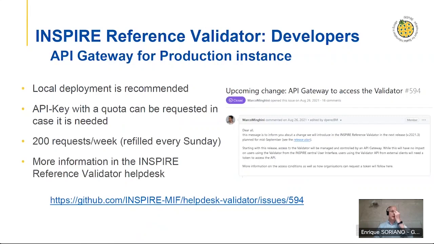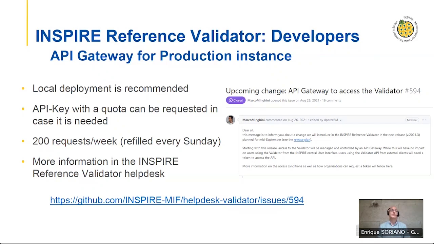Now we come to the API gateway. As we have commented before, the UI is using the ETF API, but it can be done remotely with processes, with Python, or with external tools. So in order to limit the workload that can eventually be sent to the production instance of the Inspire reference validator, just to let you know that there is an API gateway. This API gateway is in place to avoid the massive use of the production validator.